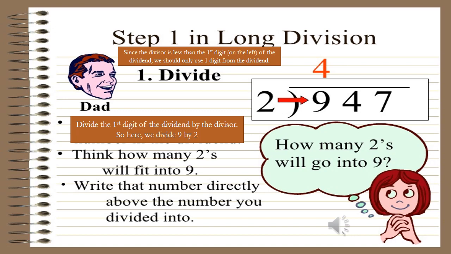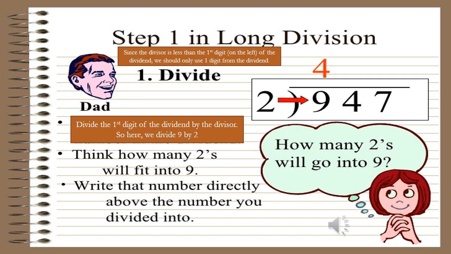Let's solve this example using long division. 947 divided by 2. Since the divisor is less than the first digit of the dividend, we should only use one digit from the dividend in the first step. So here we use just the 9 in the first step.